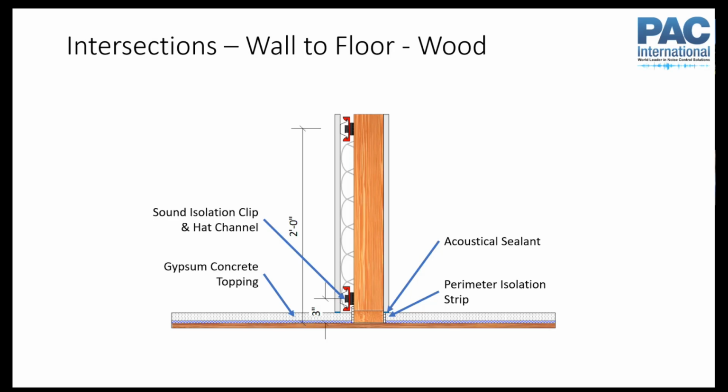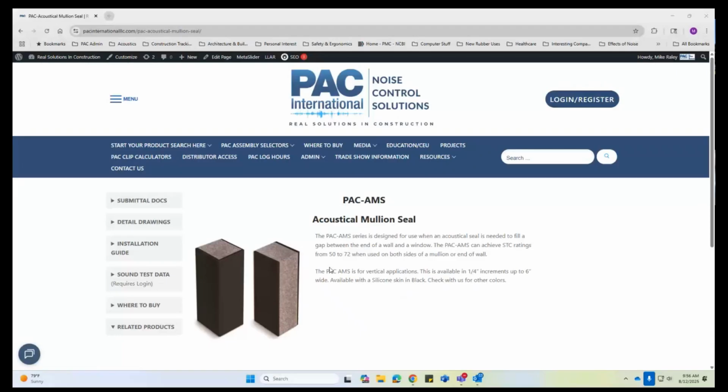But now that we're outside that portion, the mullion seal is the PAC AMS for acoustical mullion seal. I've got a link to our page. I think if I put this in the chat, everybody can see it, right? Yeah, they should be able to. Or you can just go to pacinternationalllc.com, and in the search bar up at the top right, search acoustical mullion seal. Actually, let me just share this screen.